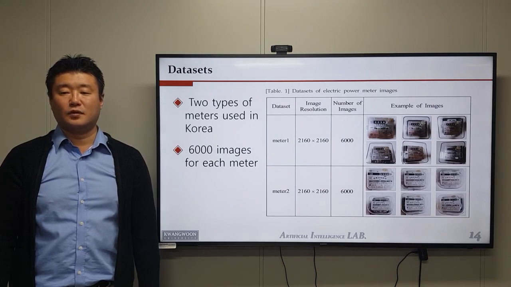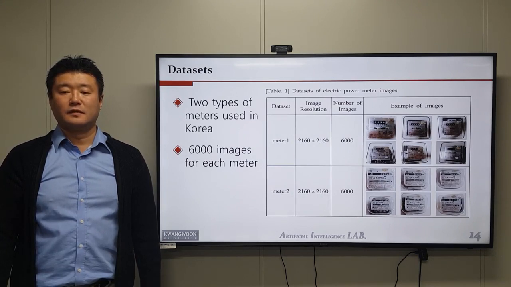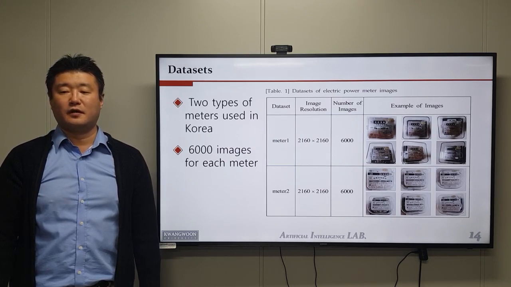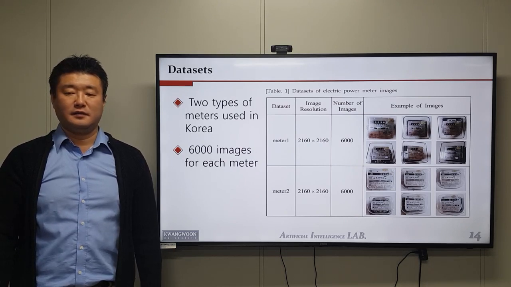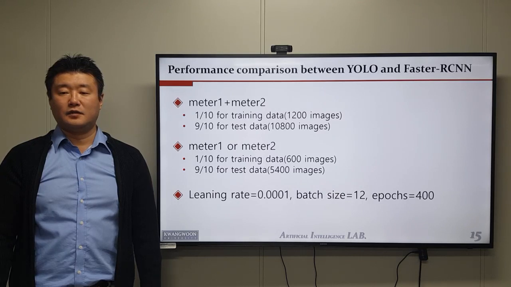Images are of 2 types of meter images used in Korea. There are 6,000 images for each meter. We will refer to the dataset of one meter as meter 1 and the dataset of the other meter as meter 2. And we will refer to the union of the 2 datasets as meter 1 plus meter 2.